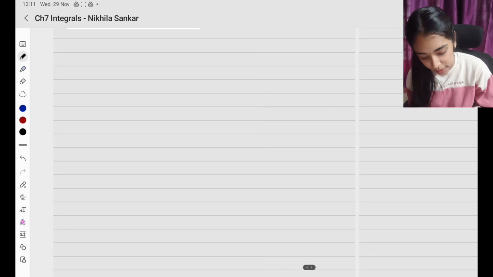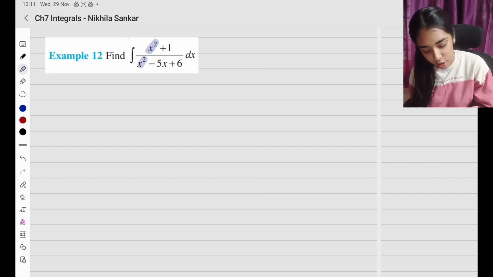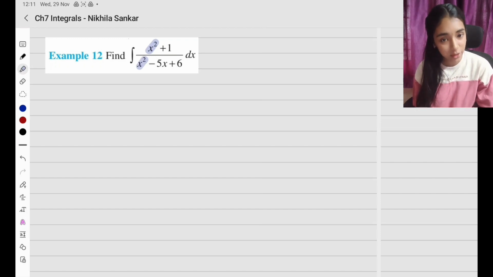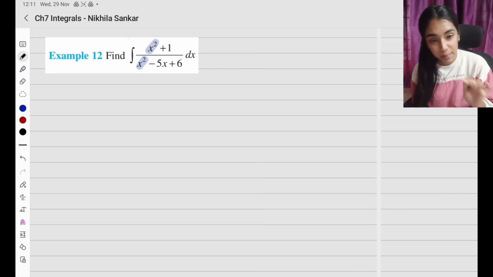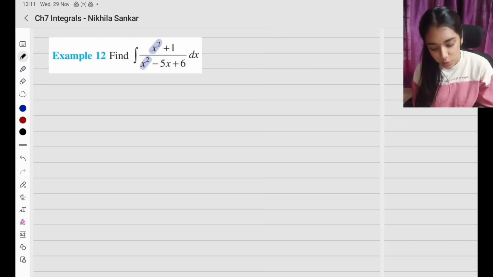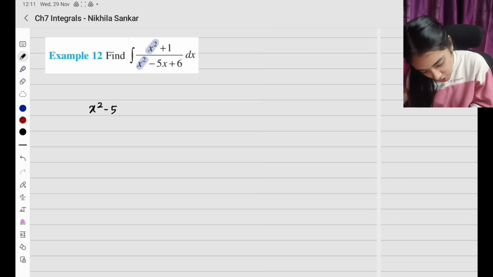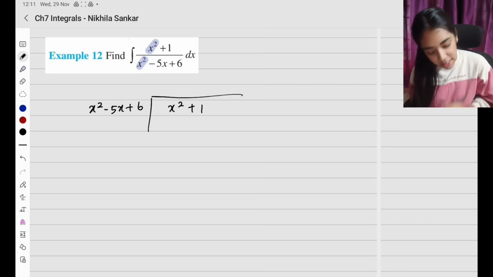Now, example 12. So, here what do I see? In the numerator, the highest power of x is going to be 2. In the denominator, the highest power of x is again 2. So, I need to simplify this. First of all, the numerator and denominator should not have the same power. I want the power of the numerator to be lower. So, what am I going to do? First of all, I am going to do the long division method. So, this is my divisor and this is my dividend.